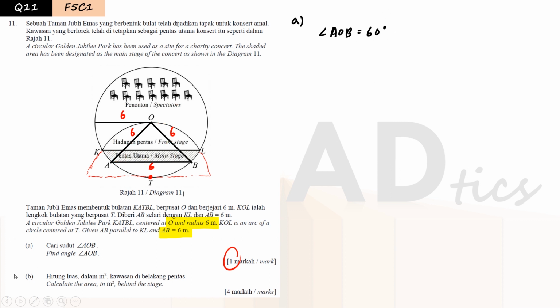Alright? For the next part, we need to calculate the area behind the stage. Right? So it's not the main stage here, because here as you can see it's shaded. It's not this one, it's the area behind the stage. It's here.